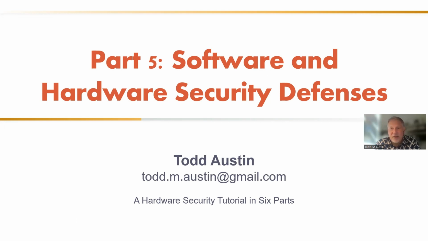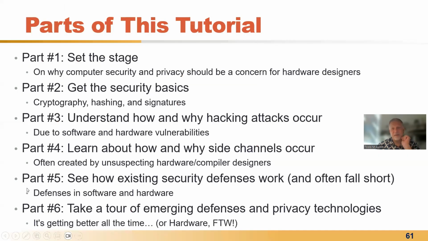And in part 5, we'll be talking about software and hardware security defenses. Specifically, in this part, we're going to look at defenses in software and in hardware that are protecting our systems today. And we'll see what approach they use, what attacks they can stop or detect, and then we'll look at some of their shortcomings as well. And then in the final part of the series, part 6, we'll take a look at emerging defenses.